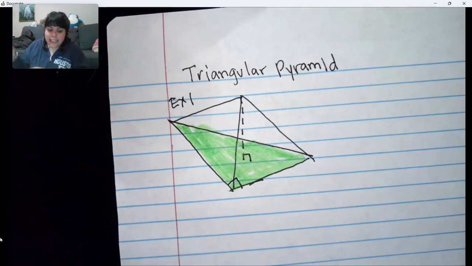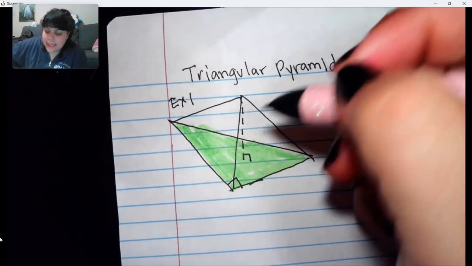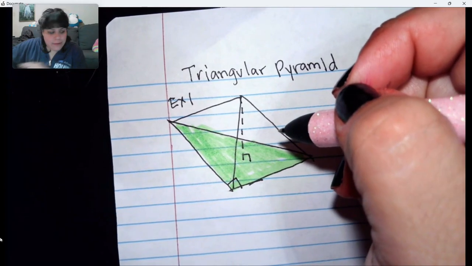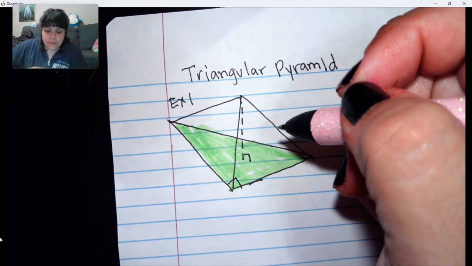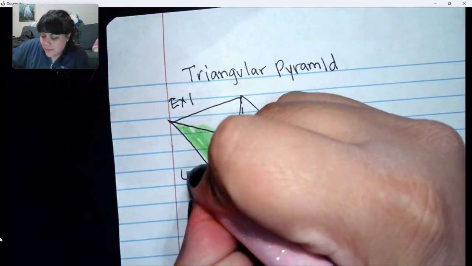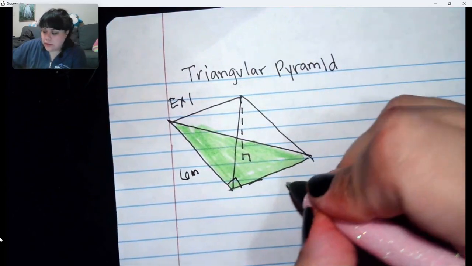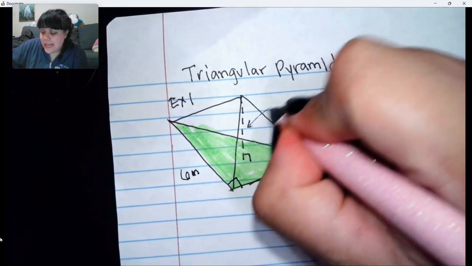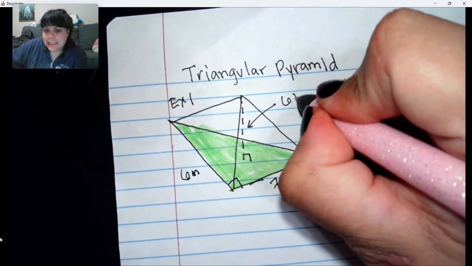All right, so now let's add some numbers. Let me make sure I have the right one. Oh, I'm looking at this paper. Okay. So this part is going to be 6 meters. Over here we have 7 meters. And my height is going to be 6 meters.